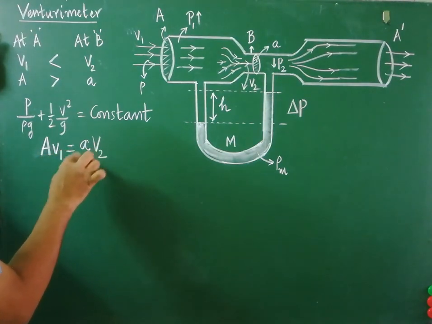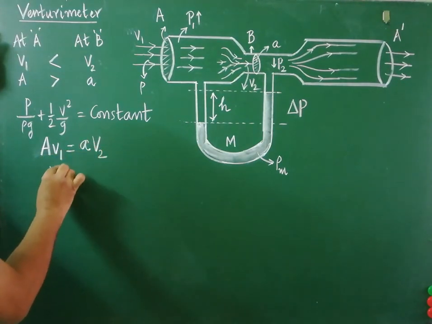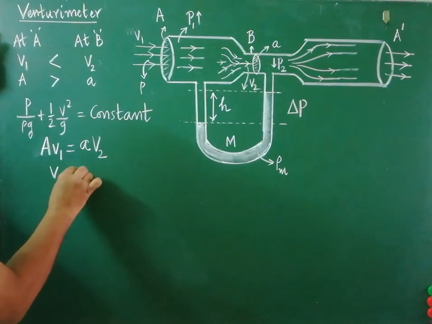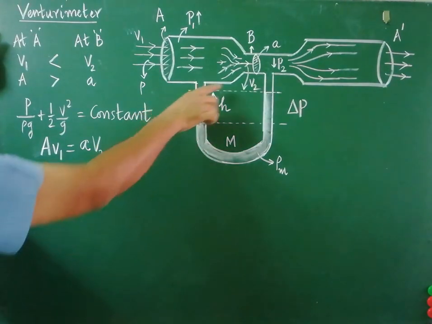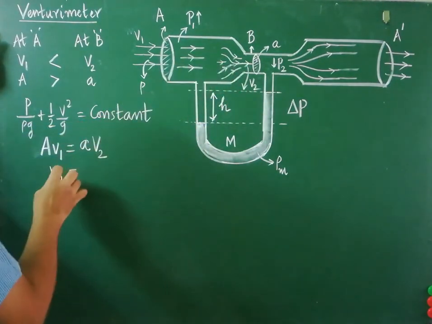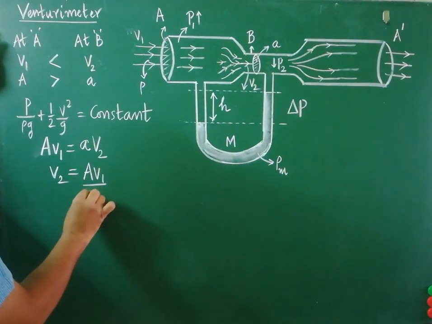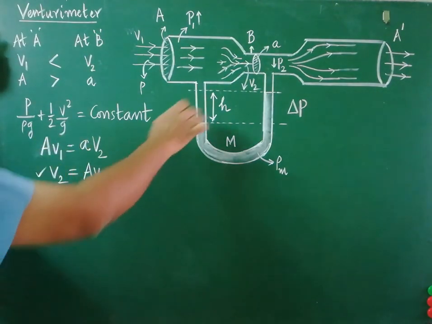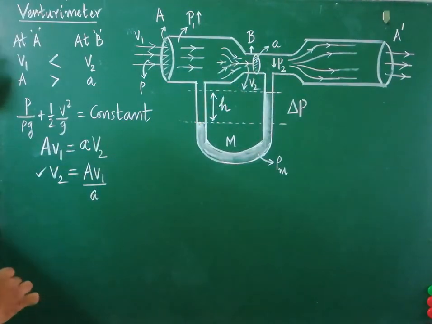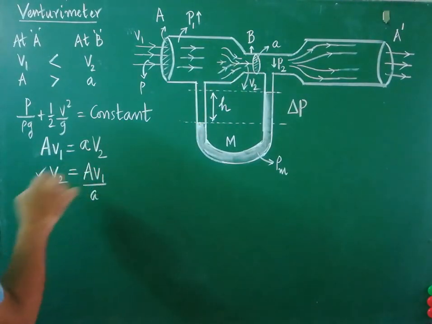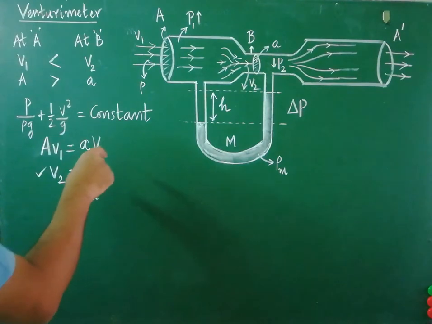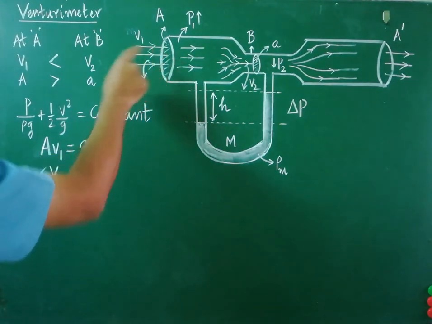So this is the equation which is written with the help of the equation of continuity. From it we are able to get the expression for V2. V2 is the velocity at the point B. V2 is equal to A V1 divided by small a. So this is the expression of the velocity at the point B. Understood? So V2 is ready. Our aim is to calculate the rate of flow at the point A.